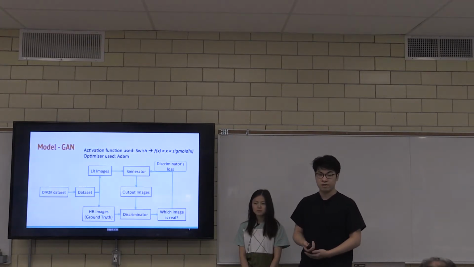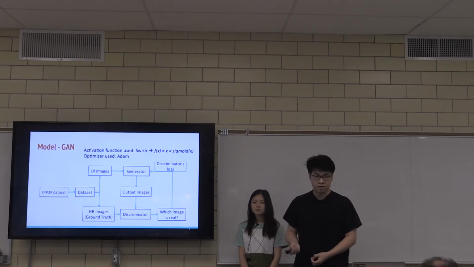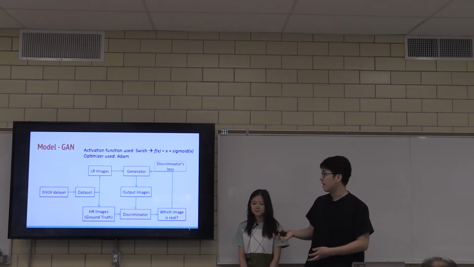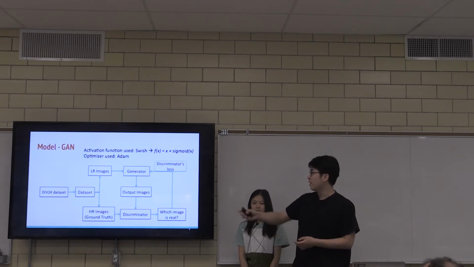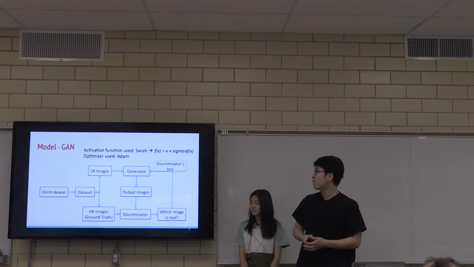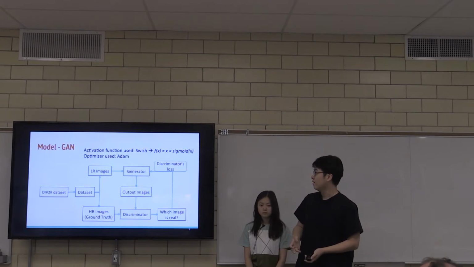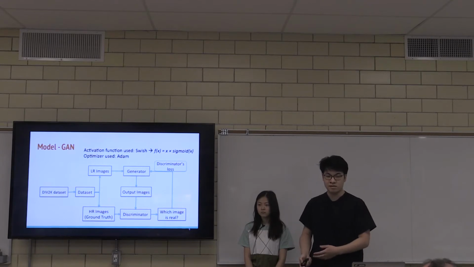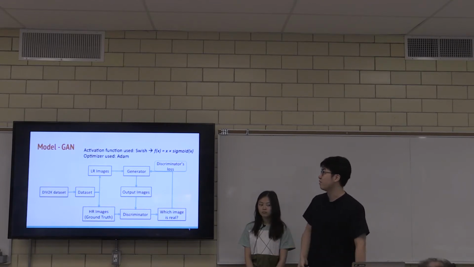The network we used is a GAN. First we have the data set. It divides into the low resolution image and the high resolution image. The low resolution image is passed into the generator, and it produces the output image. We feed both of them into the discriminator. The discriminator gives a decision, and the loss feeds back to the generator.